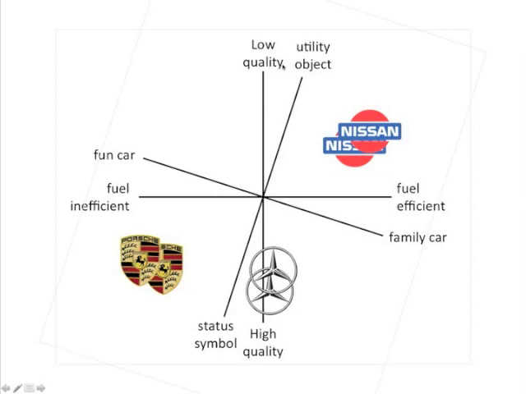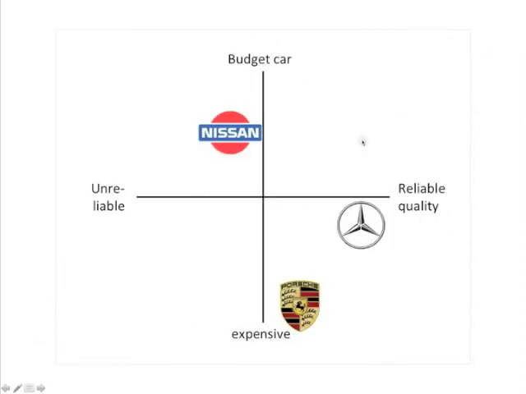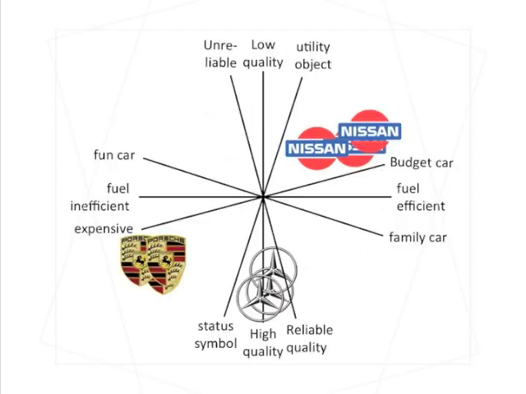Now let's do one thing. Now we have two biplots superimposed. We will take a third one. Let's take this one, which has budget car versus expensive, unreliable versus reliable quality. And again you see Mercedes has reliable quality, Porsche not so much, but it's very expensive, but also high on quality, at least more than Nissan. Let's put it into the generalized procrustes analysis and see what happens. We get this result. Nissan close to Nissan, all Porsches close together, all Mercedes close together. And again we have a new axis in this space.